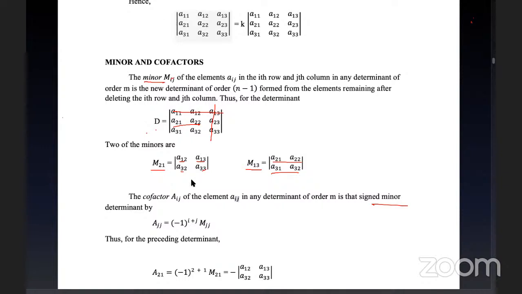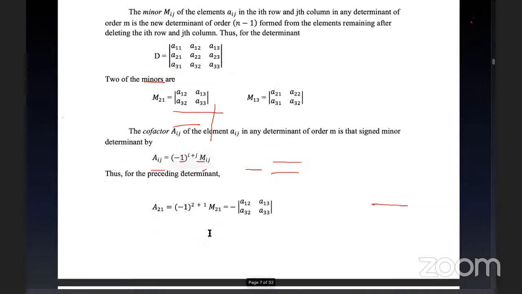Now, sa cofactor naman, so a cofactor is a signed minor. Tandaan na, cofactor of the element Aij in any determinant of order M is that signed minor determinant. So basically, paano natin ma-determine yung sign? So i-add lang natin yung subscripts. Okay, so -1 raised to the sum of the subscripts. So katulad nito. Baguhin ko lang itong subscript kasi dapat I. Ayan, so -1 raised to the sum of the subscripts. Yun yung magiging sign ng ating minor.